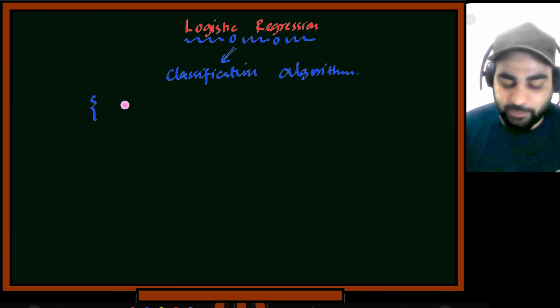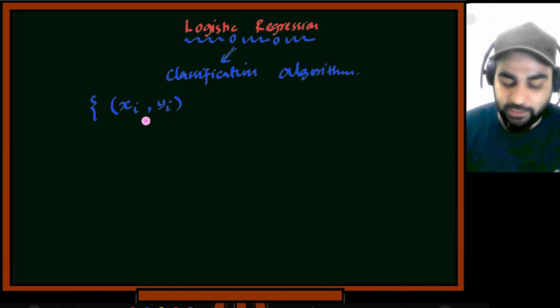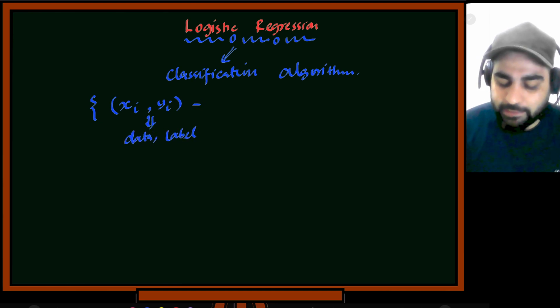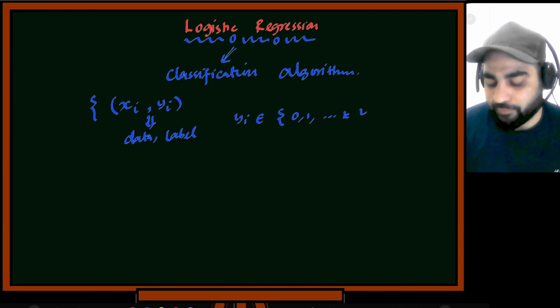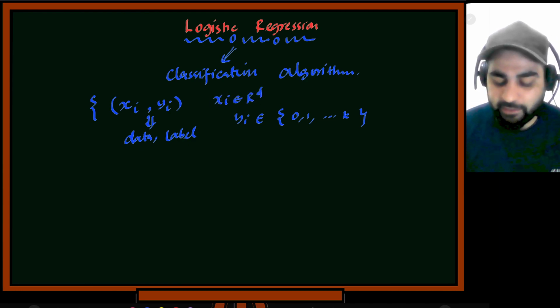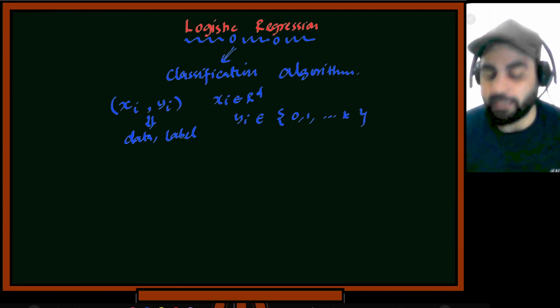You have been given some data points. Let's suppose you have this xi, the ith data point, and corresponding to this we have yi. If this yi is given, we call this supervised learning. So this is my data and data comma label. If this label yi belongs to some discrete set 0, 1 till, let's suppose, k, we call it a classification problem. This xi can belong to some r dimensional vector where each value is a real number, and yi belongs to k. So this is supervised learning, and this is a classification algorithm.